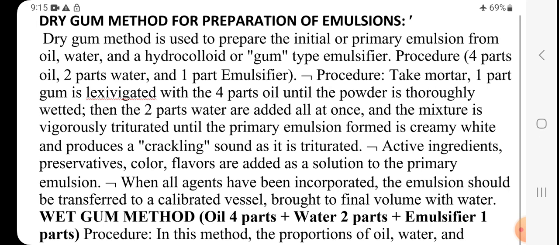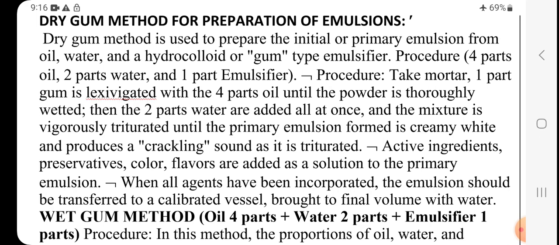And after that clicking sound, the active ingredients, for example in the case of castor oil emulsion or olive oil emulsion, then preservatives, colors, flavors, are added as a solution to the primary emulsion. Then when all agents have been incorporated, the emulsion should be transferred to a calibrated vessel and brought to the final volume. That is, you have to make up the volume with water. So this is the first method, dry gum method.